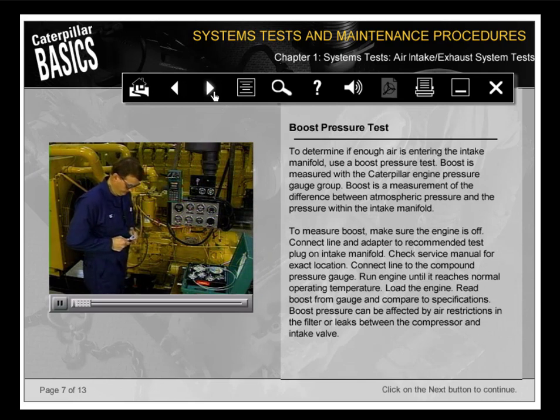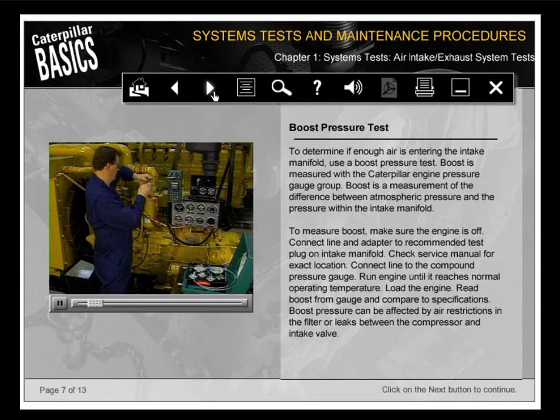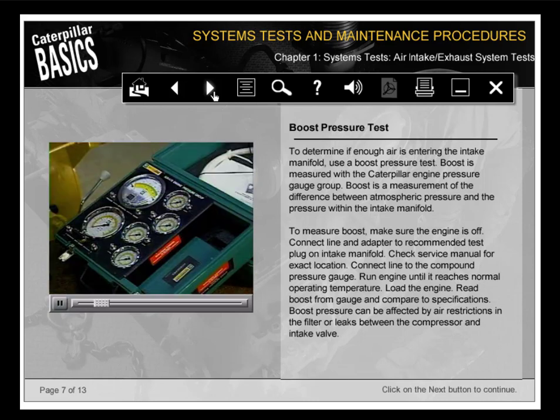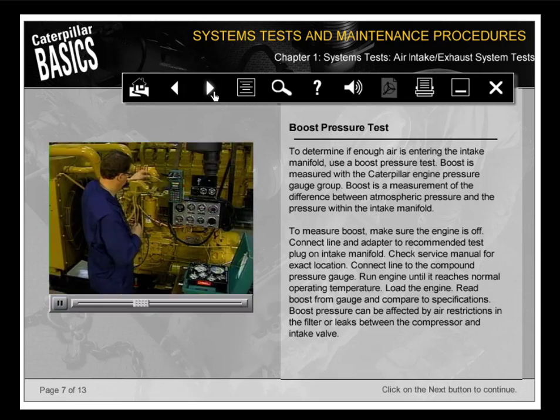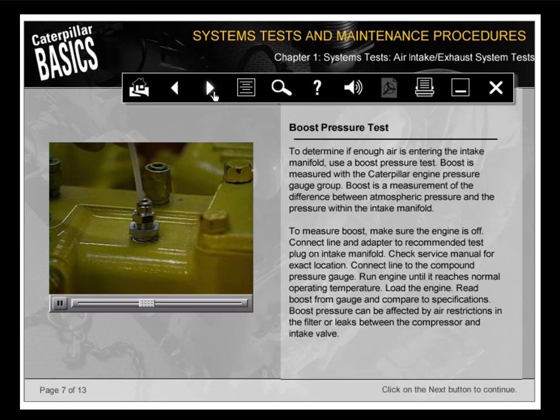To determine if enough air is entering the intake manifold, use a boost pressure test. Boost is measured with the Caterpillar engine pressure gauge group. Boost is a measurement of the difference between atmospheric pressure and the pressure within the intake manifold. To measure boost, make sure the engine is off.